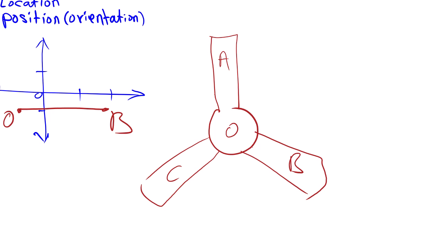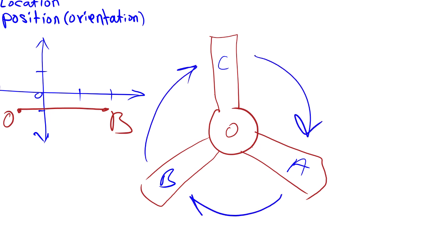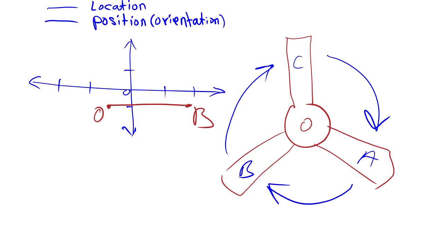Later, you now see this is C, this is A, this is B. Then it has rotated, or changed orientation. So this is another form of motion. You can define motion in terms of location, changing location from one point to another, or change in orientation of the object.